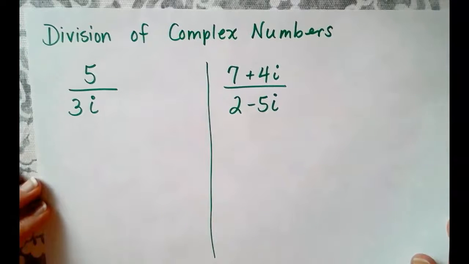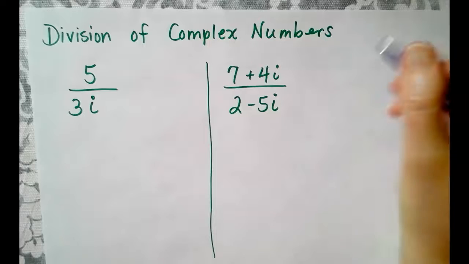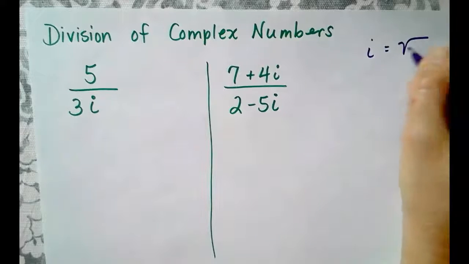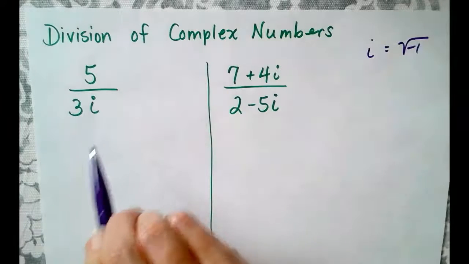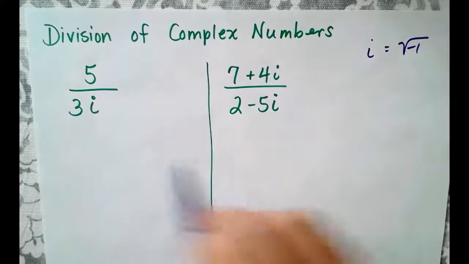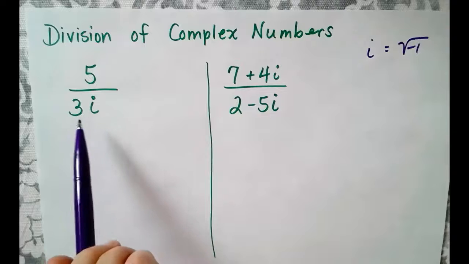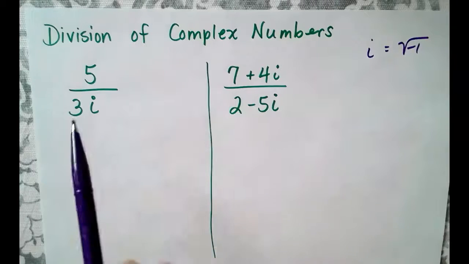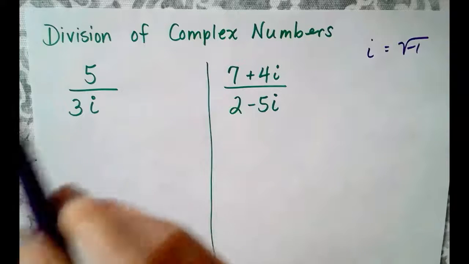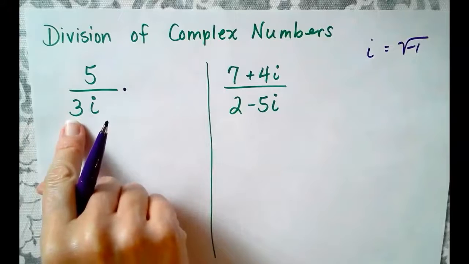Division of a complex number. Since, by definition, the square root of negative 1 is equal to i, we need to rationalize the denominators and not leave an imaginary number or a complex number in the denominator of a fraction. So 2 different ones here. On the left, we have a monomial expression, 3i. On the right, a binomial expression. On the left, all that we truly need to rationalize is just the i. Don't worry about the 3.